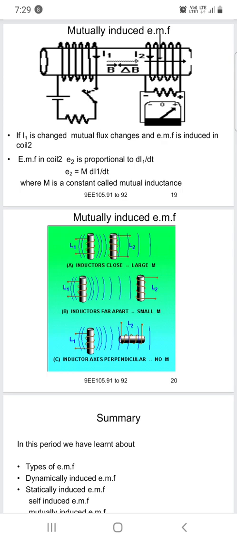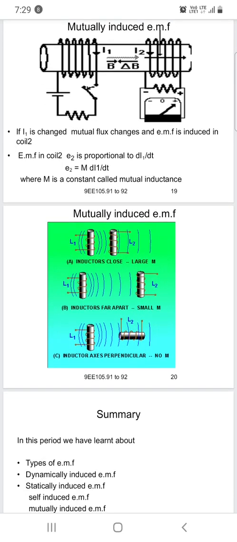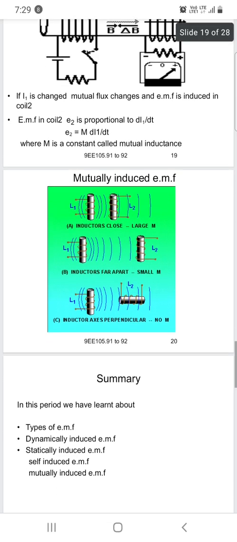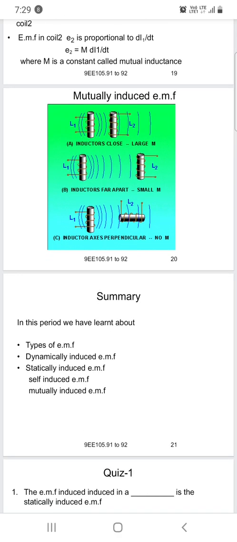The EMF in coil 2, E2, is proportional to the rate of change of current I1 in the first coil with respect to time. So E2 is equal to M into di1 by dt, where M is the constant of proportionality, the mutual inductance of the coils. We have to observe this figure, the mutual induced EMF.